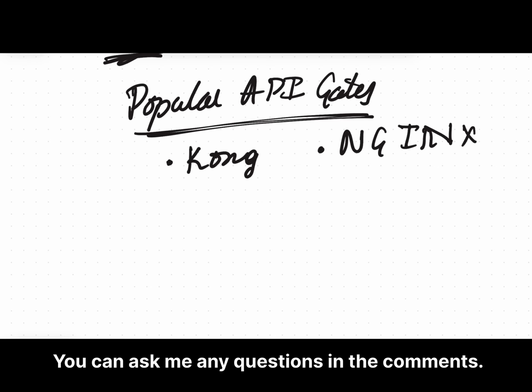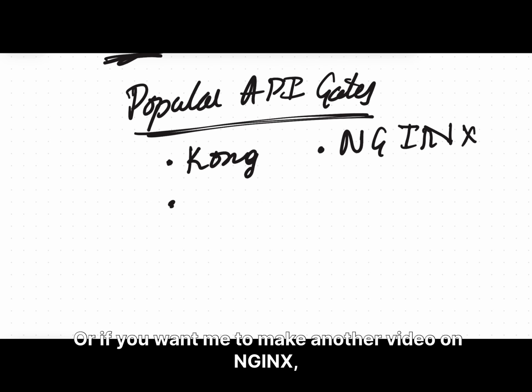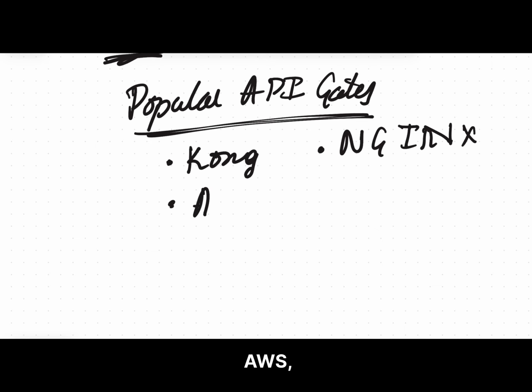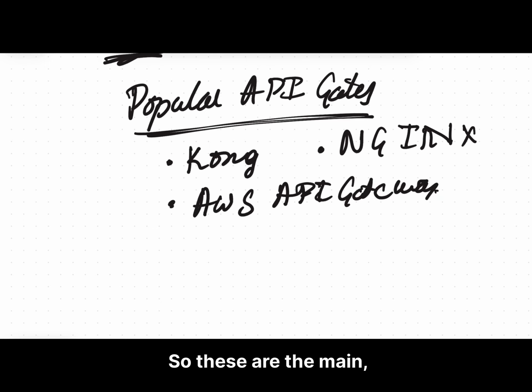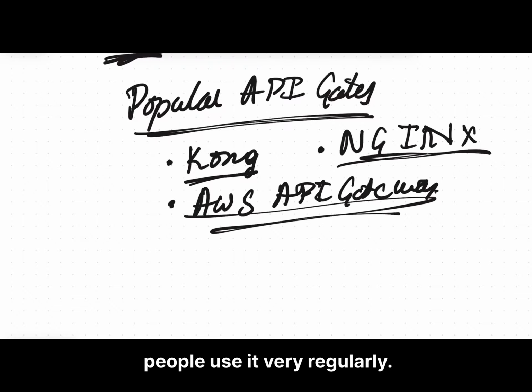You can ask me any questions in the comments. I would be able to help you guys. Or if you want me to make another video on NGINX, I can do it. AWS API Gateway. Yeah, so these are the main ones. What I have seen is these are the things which people use very regularly.